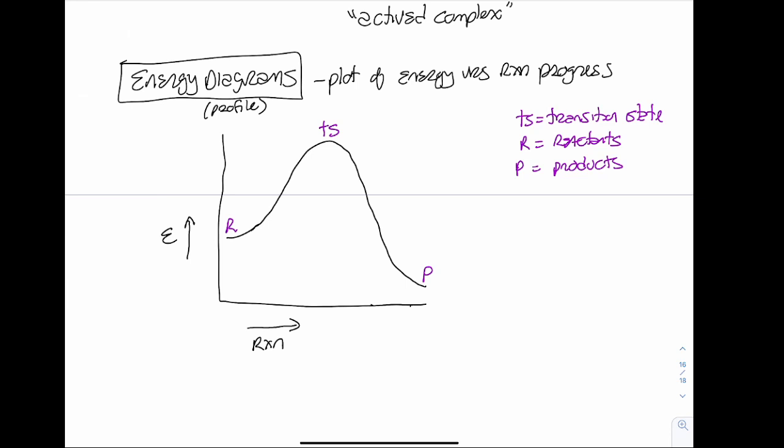And again, this is just for a one-step reaction. Not all reactions occur in one step. If they occur in more than one step, you're going to have a transition state for every step. And we'll look at those in a subsequent video.